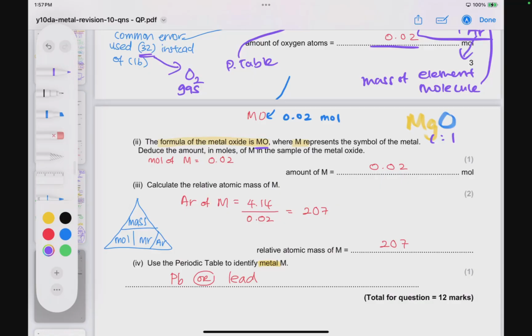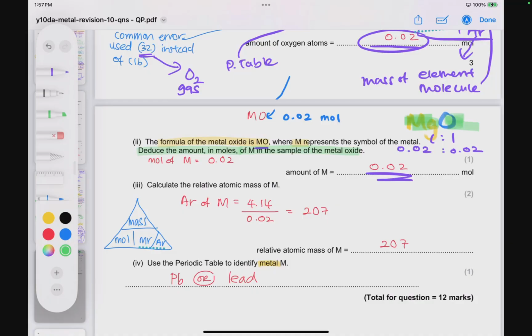So from the previous question, we already know that the number of mole for the oxygen is 0.02. So this question is asking, deduce the amount in moles of M in this sample. So if the ratio is 1:1, that means if my number of mole for oxygen is 0.02, then obviously the number of mole for this metal is going to be the same, isn't it? So the number of mole of this metal is the same as oxygen in this case, so 0.02.